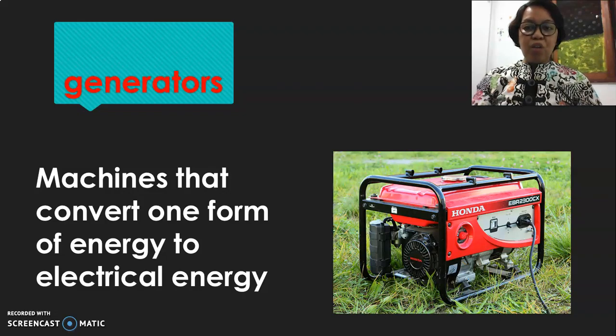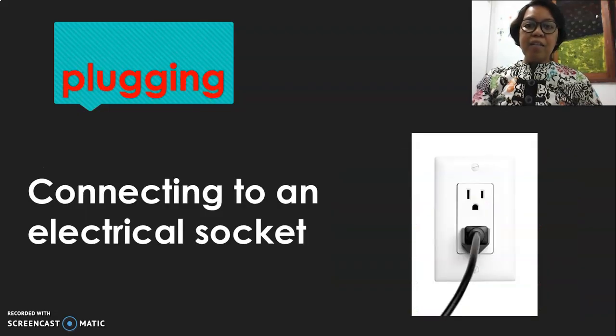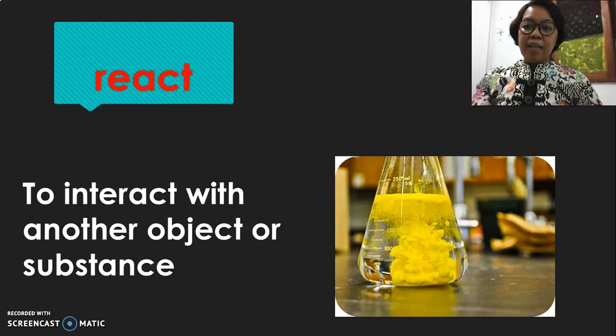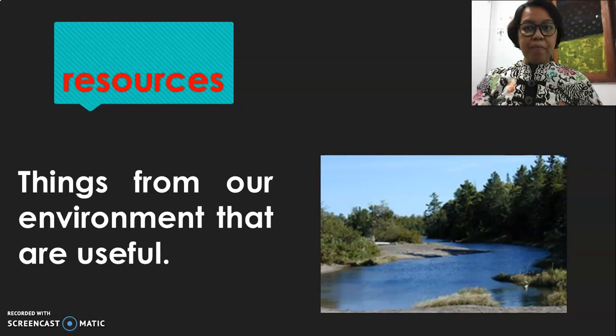Generators are machines that convert one form of energy to electrical energy. Plugging is connecting to an electrical socket. React is to interact with another object or substance. Resources are things from our environment that are useful.